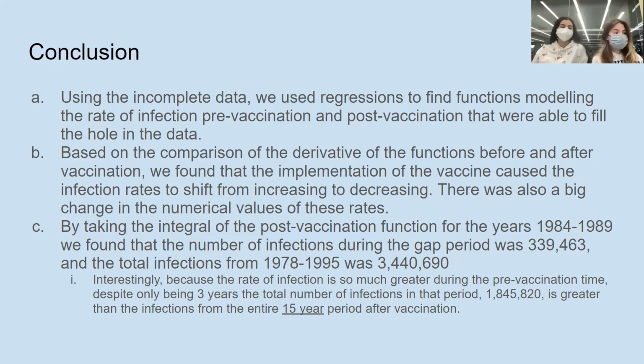Interestingly, because the rate of infection is so much greater during the pre-vaccination time, despite that period being only 3 years, the total number of infections in that period, 1.84 million, is greater than the infections from the entire 15-year period after the vaccination. This does mean that the vaccine implemented actually does work a lot, and that if we continue to vaccinate our pets and continue to make sure that people are keeping up with their vaccinations, parvovirus will be taken care of, your pets will be safe, and hopefully after a while it will eventually be eradicated. Thank you.